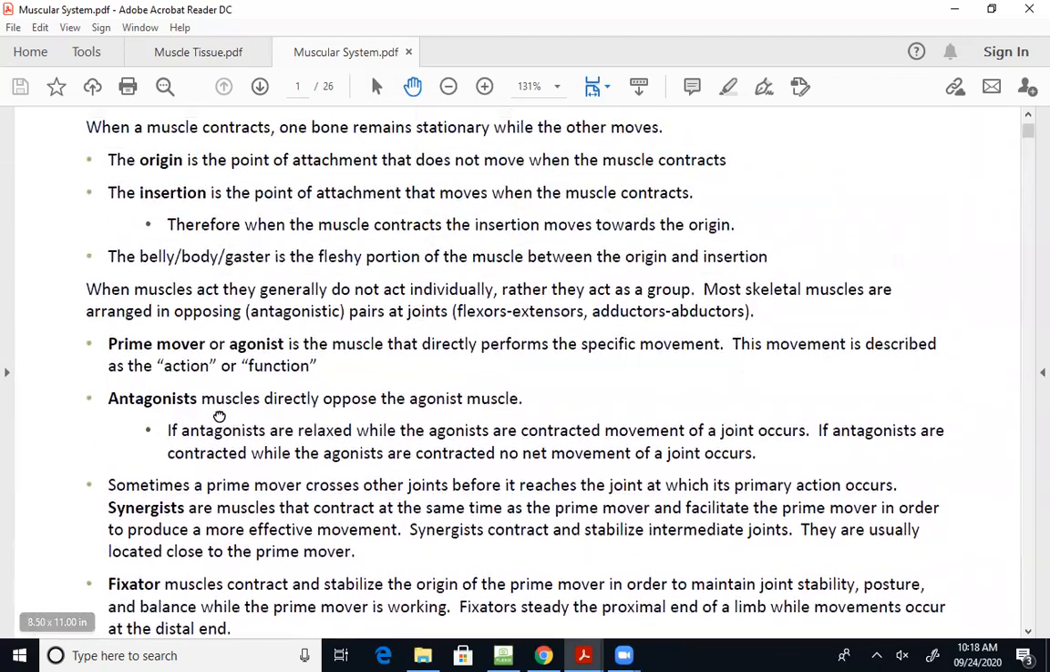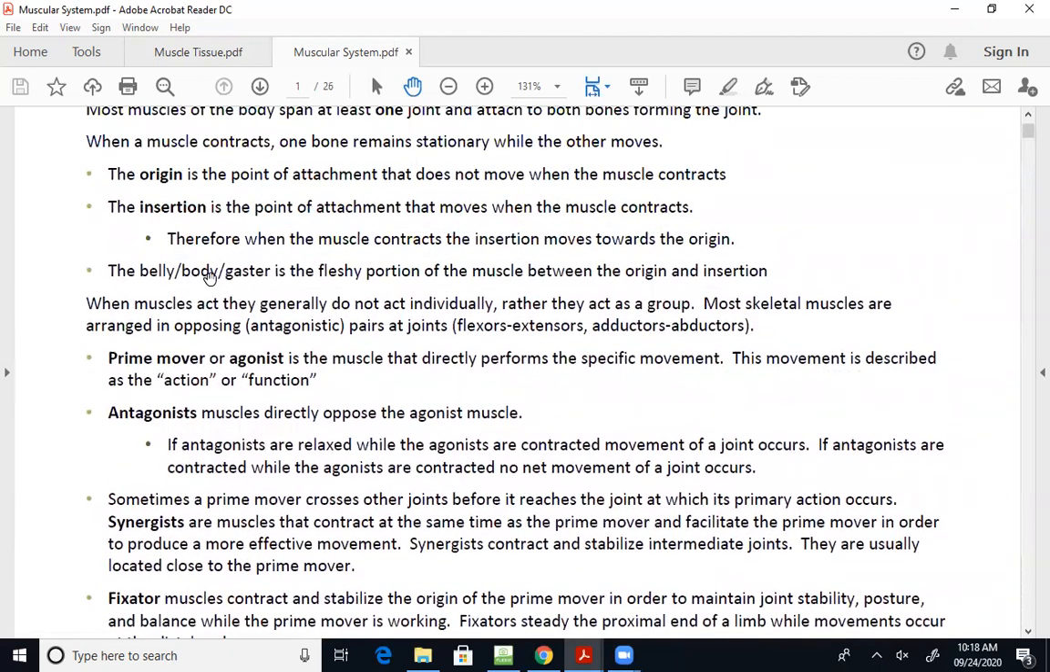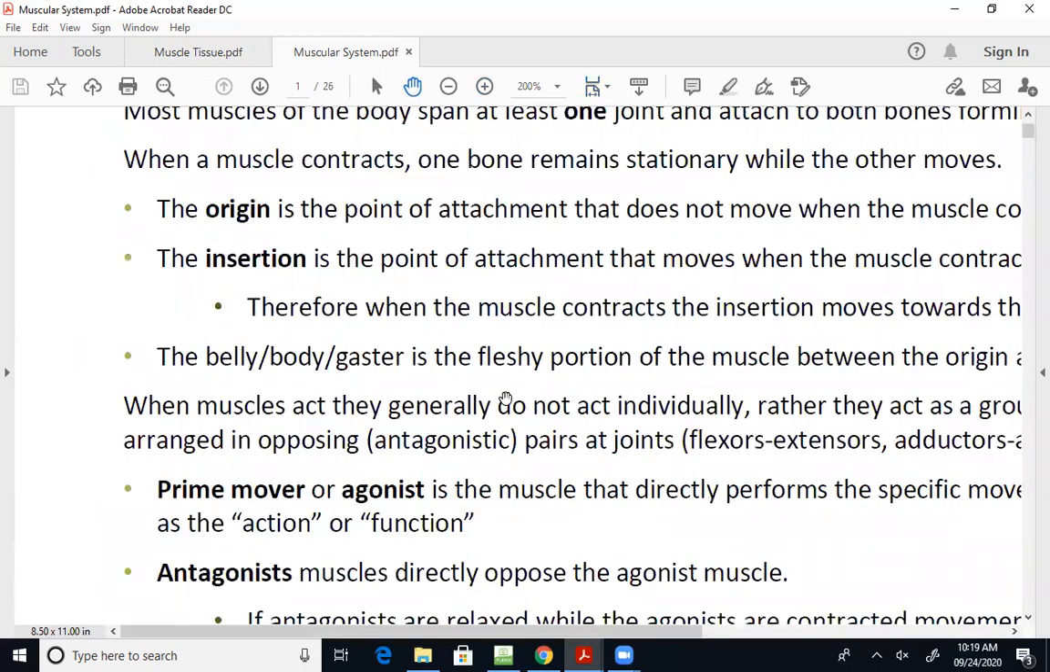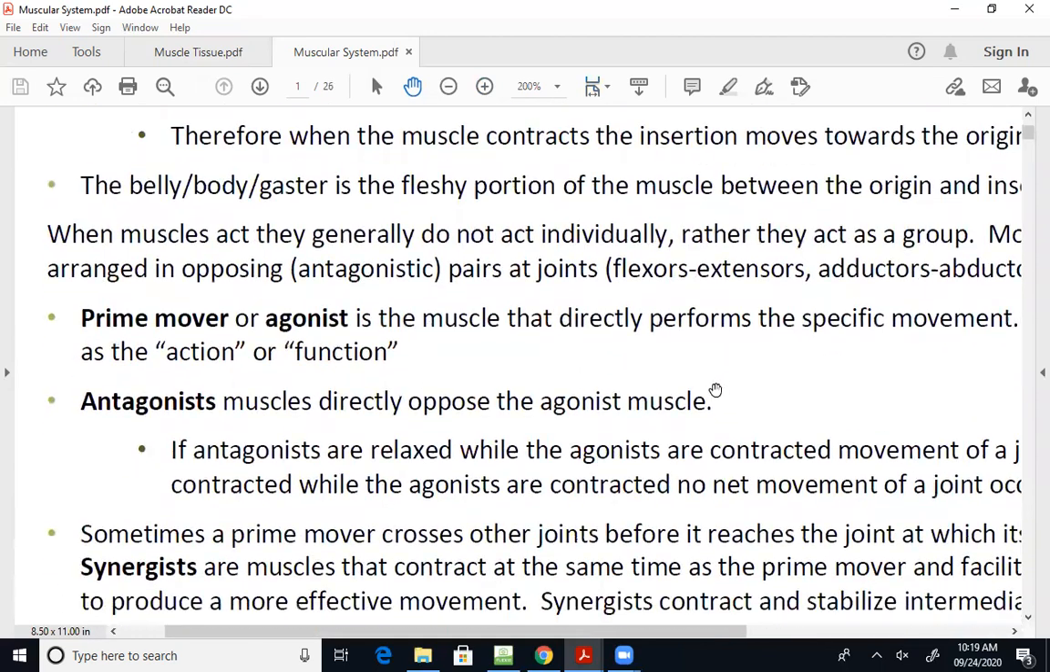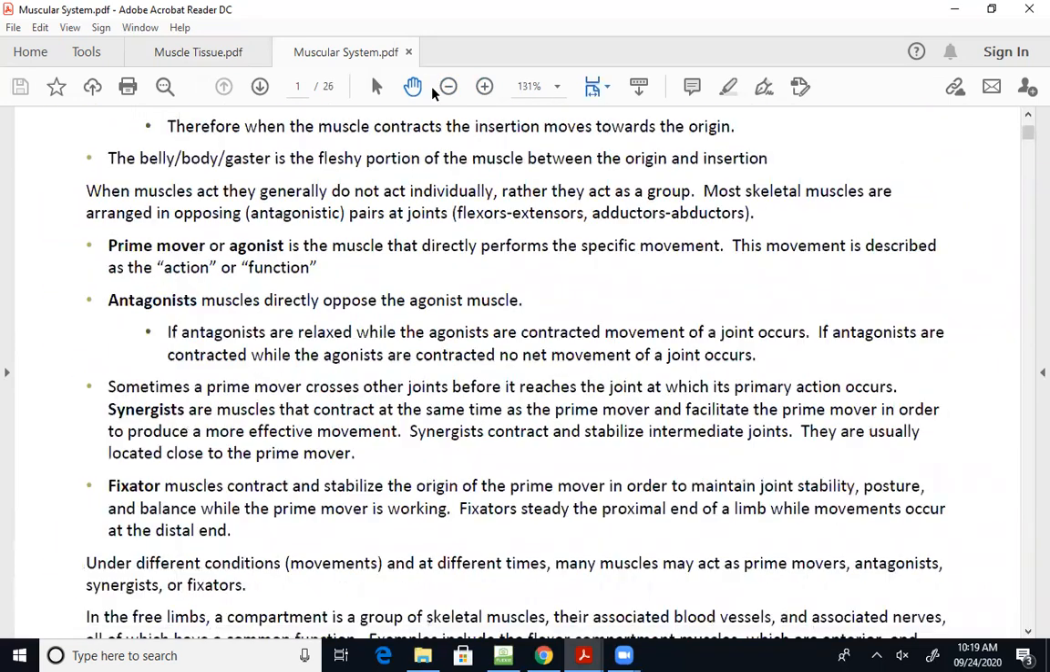Okay. Now, the region between the origin and insertion is the fleshy part of the muscle, which we can call many different things: belly, body, or gaster. Okay, I rarely, if ever, will call it a gaster. It's usually just belly or body. Okay. Now, shown down at the bottom is an example of two muscles that work against each other. Okay. The biceps and the triceps.